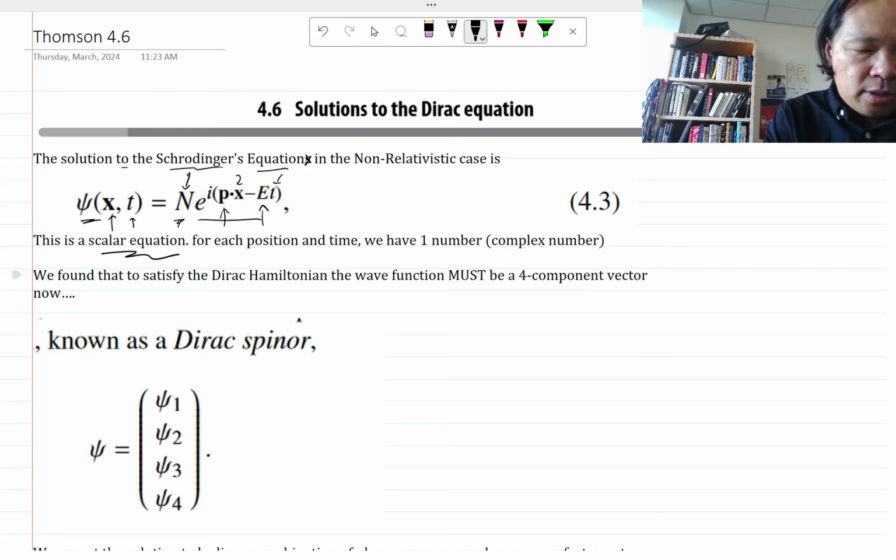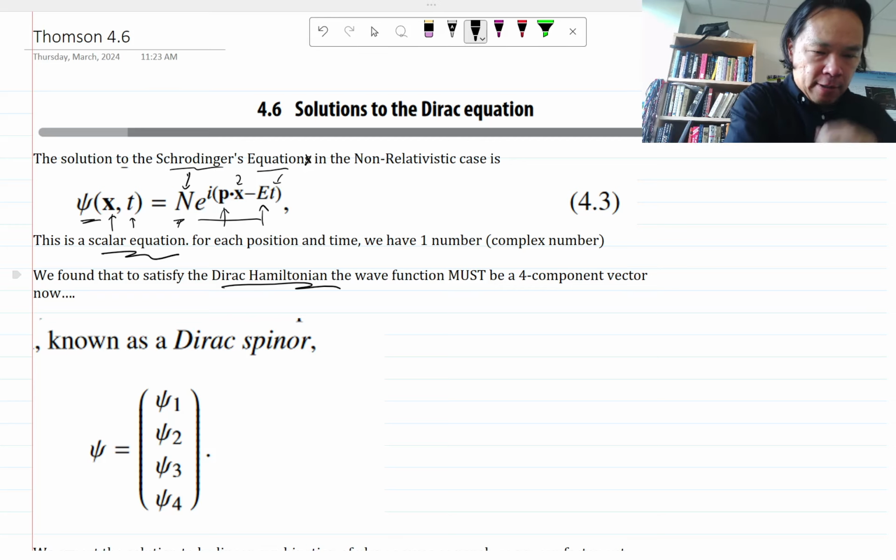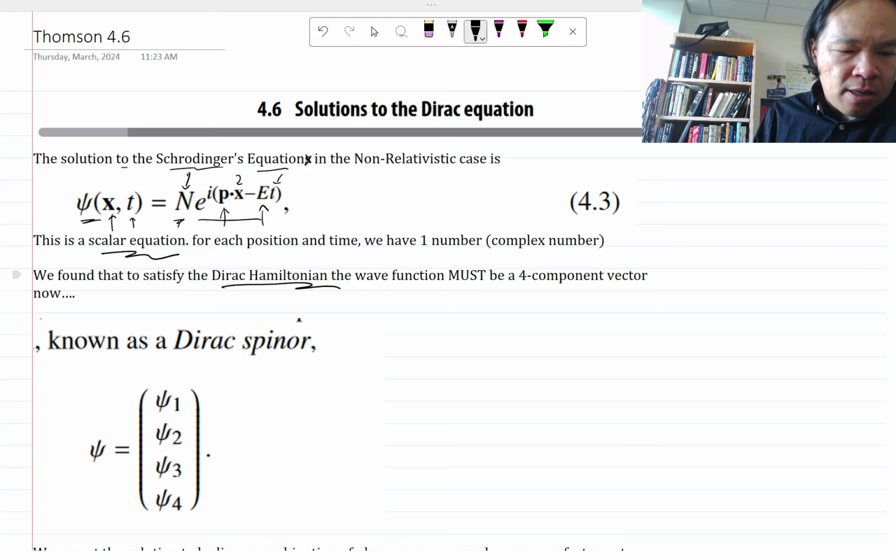What we found with the Dirac Hamiltonian is, if we plug that into the Schrodinger equation, sorry, just pause. Okay, sorry, just had to blow my nose.